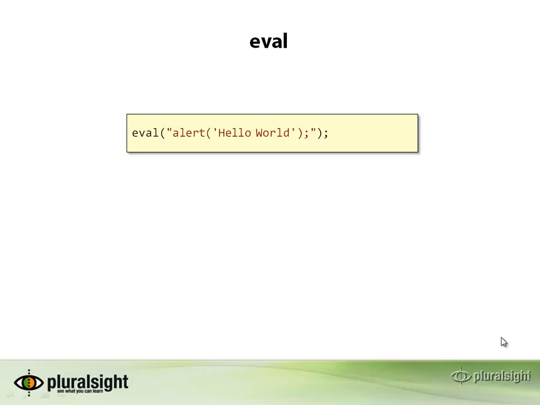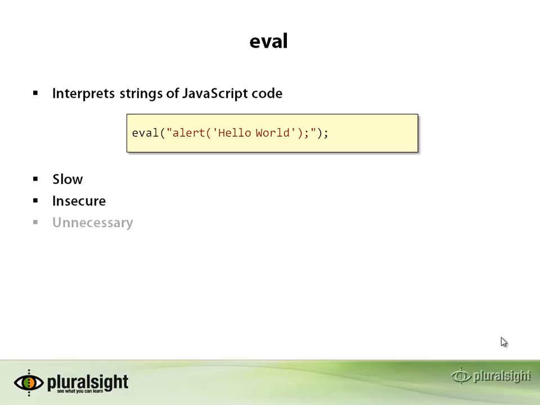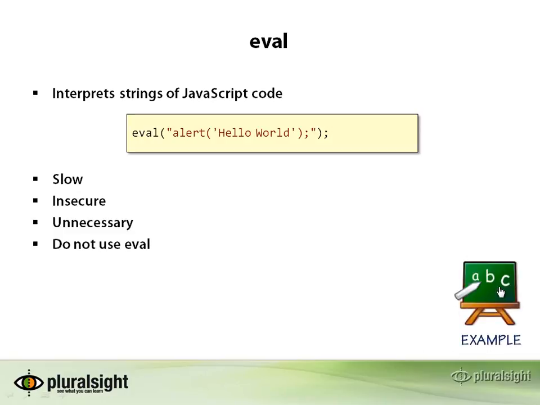There's a global function called eval that interprets strings of JavaScript code. Eval is slow, has some security problems, can't do anything that can't be done in other ways, and a good idea is just not to use it ever. Having said that, let's take a look at an example just so that we're aware of what it does and how it works.